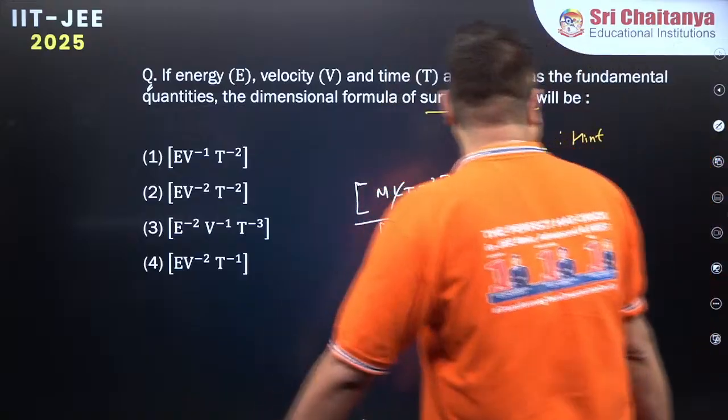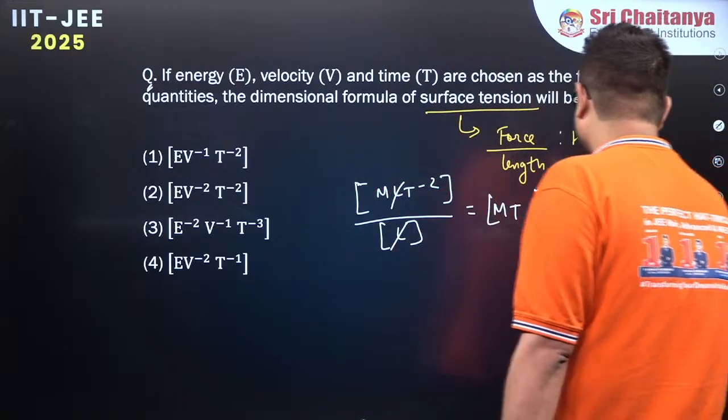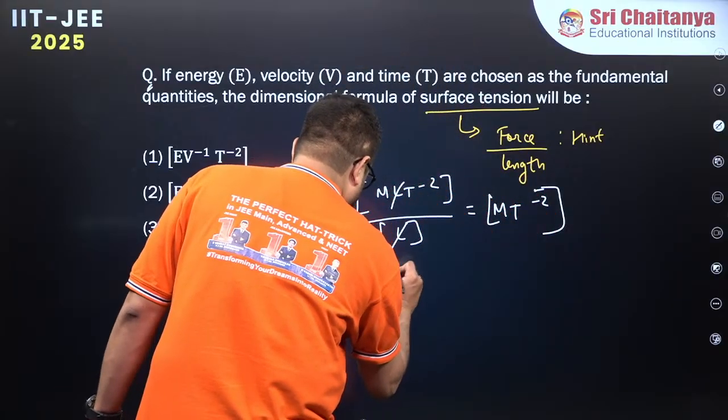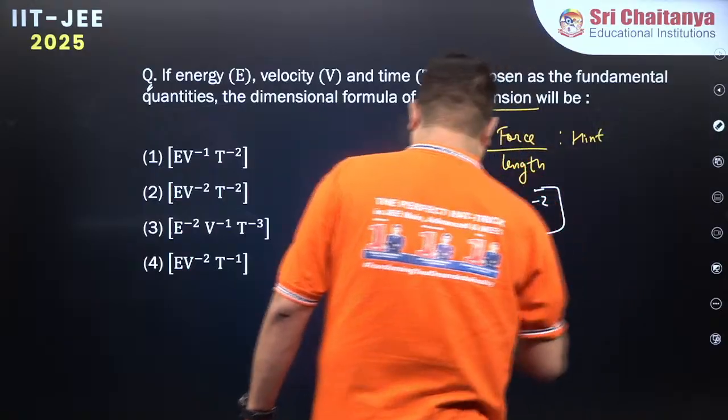So now based upon this, what we can write down, a formula I can obtain, that is MT to the power minus 2, isn't it? We are going to be getting it as what, everyone?